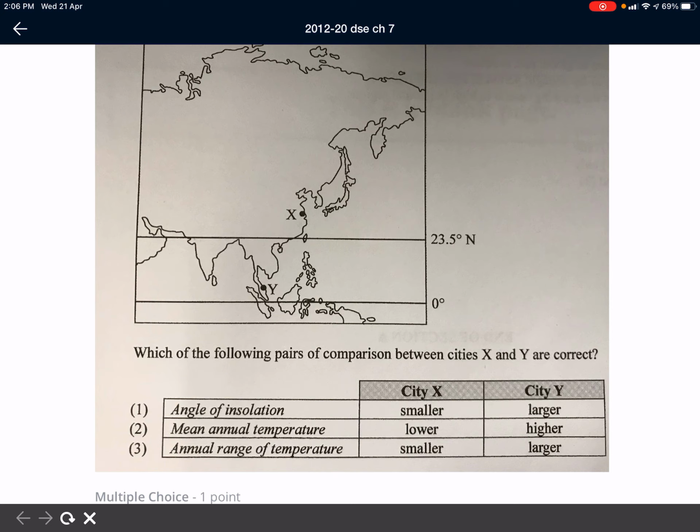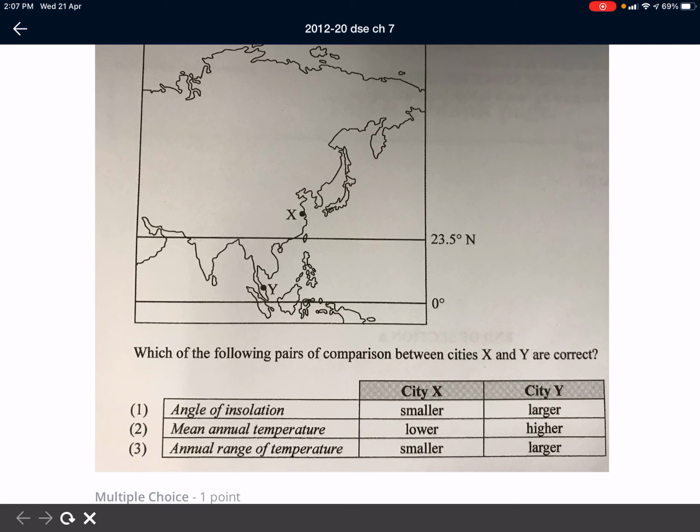How about the mean annual temperature? As I've said before, lower insolation means lower temperature. So X is also right for number 2. Y is also right, since we have a larger insolation and then the temperature is higher.